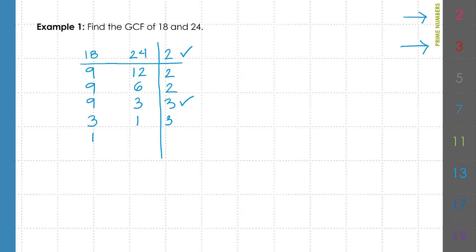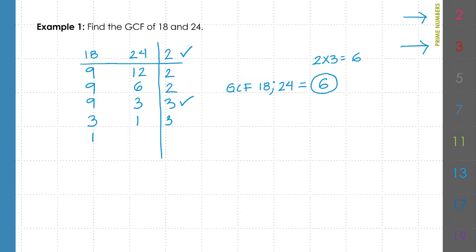Now, to find the greatest common factor between 18 and 24, I am going to multiply the numbers that I checked marked, which is 2 times 3, and it gives me 6. So the greatest common factor of 18 and 24 is number 6.